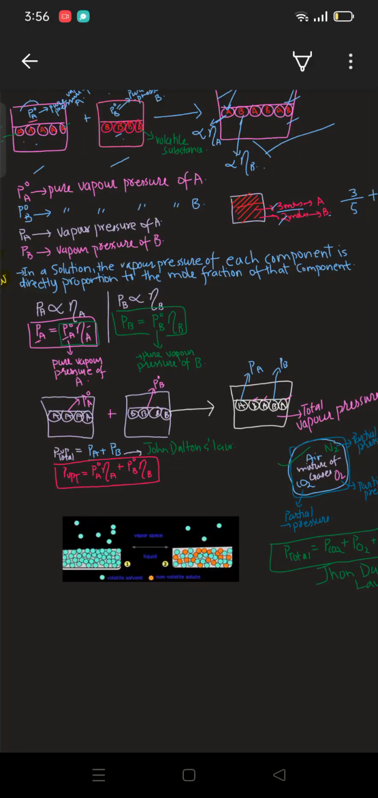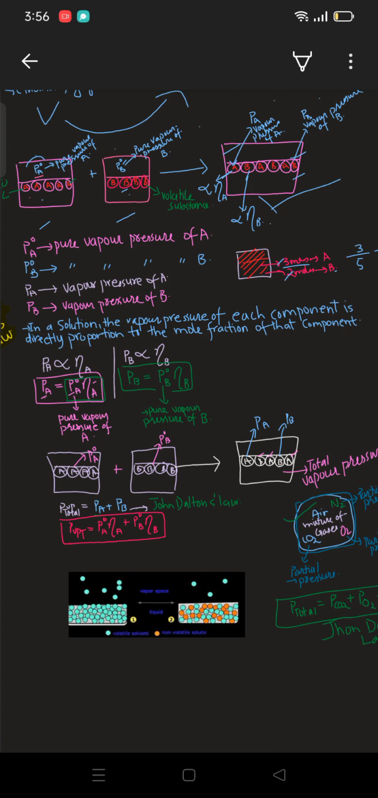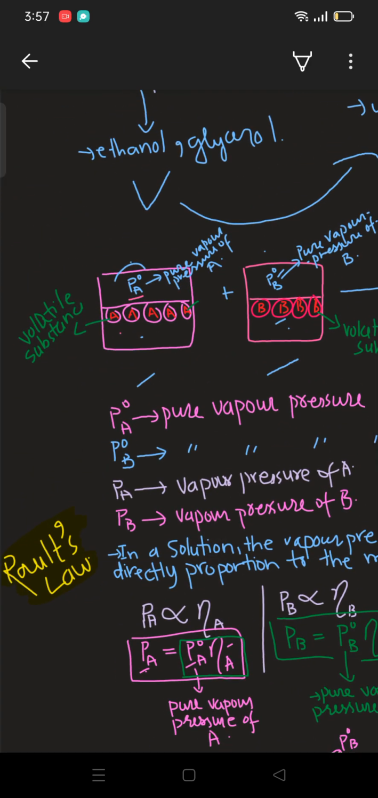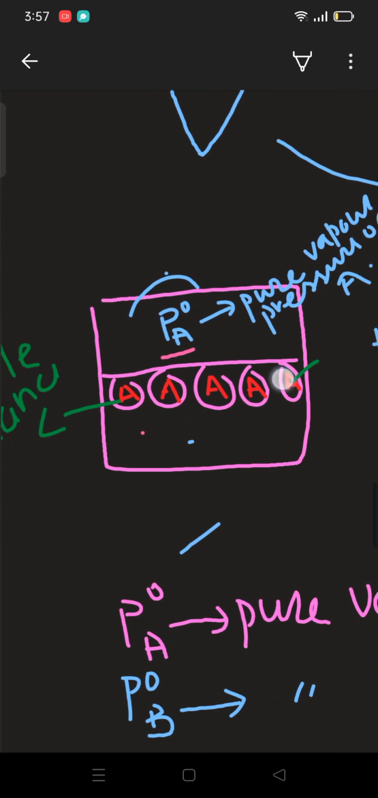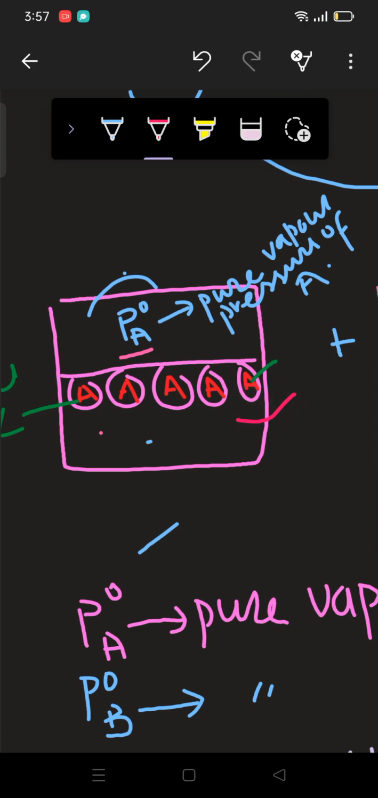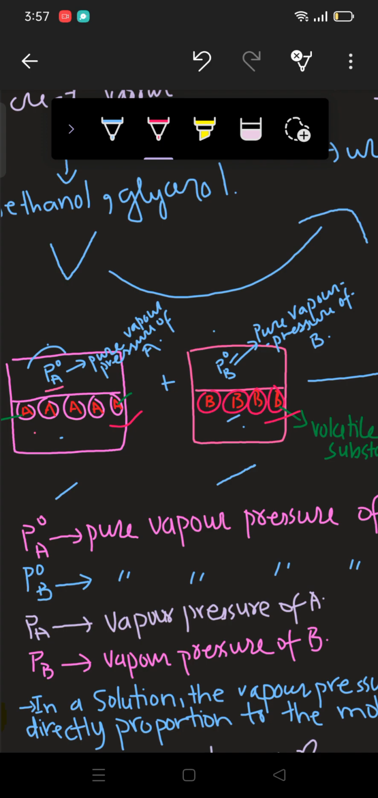Okay, so as in the last video, we mixed volatile with volatile and then we applied Raoult's law in it and we found the partial vapor pressure, right? By multiplying the mole fraction of that component by the pure vapor pressure of that component, right? Initially, before we mixed them together, they had their pure vapor pressures. This A had its own pure vapor pressure, this B had its own pure vapor pressure.